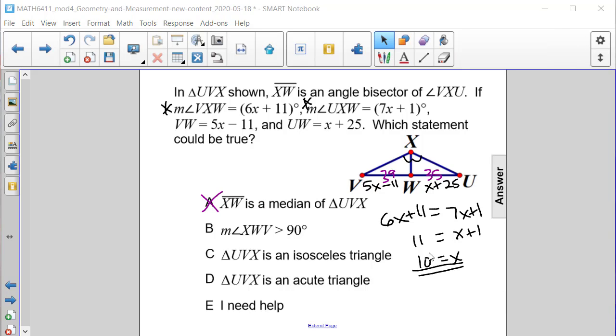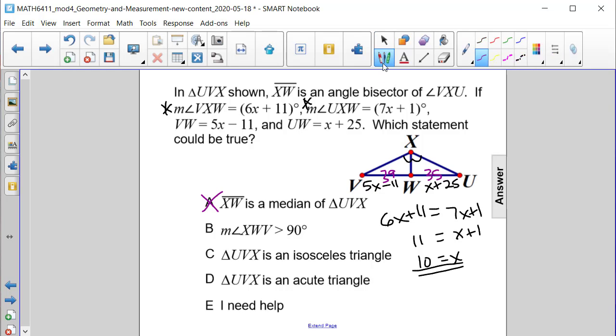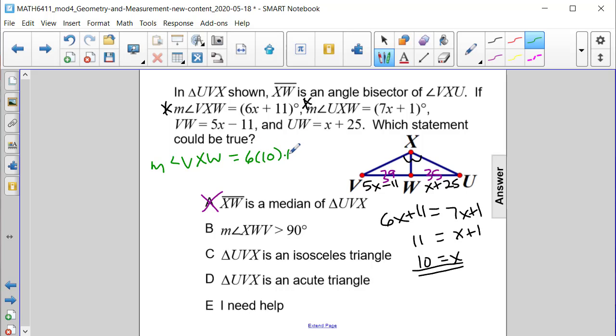We can also substitute x back into our angle measures to see what they become. So the measure of angle VXW is equal to 6 times 10 plus 11, which is 60 plus 11, which is 71 degrees. And we should also get the same thing for angle UXW. Let's double check just to make sure. It's 7 times 10 plus 1, which is also 71 degrees. So these are both 71 degrees. And then because they are both 71 degrees, we know that angle VXU will be 142 degrees.